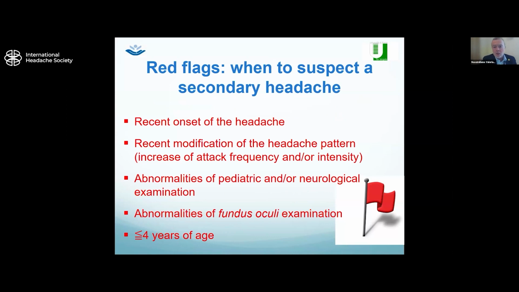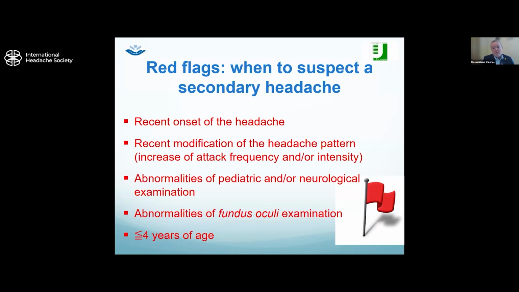These procedures are usually asked when we need to differentiate a primary headache from a secondary headache. From a clinical point of view, there are some clinical points commonly called red flags, which can raise the suspicion of a secondary headache. For instance, a recent onset of headache or recent modification of the headache pattern in terms of either frequency or severity of headache attacks. Of course, abnormalities of pediatric or neurological examination, including also the examination of the fundus oculi, and the age. The age younger than 4 is commonly considered as a red flag.